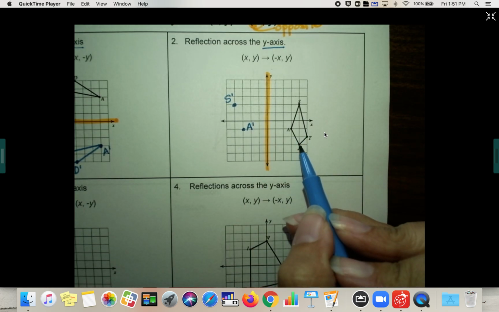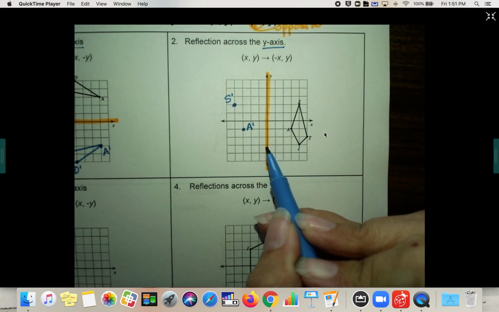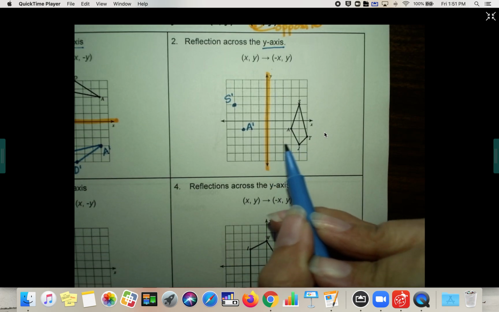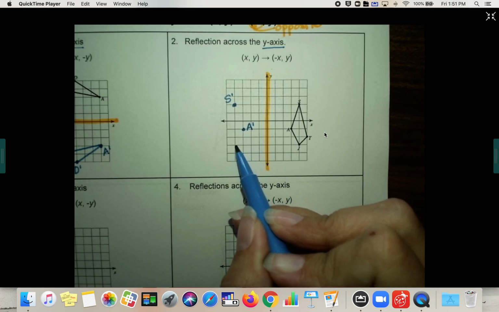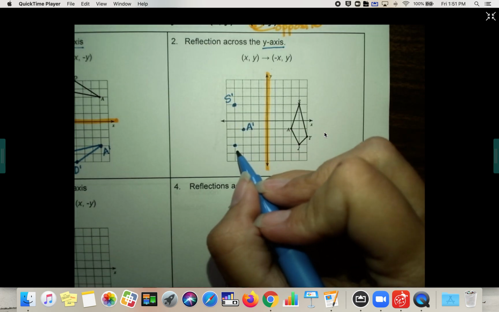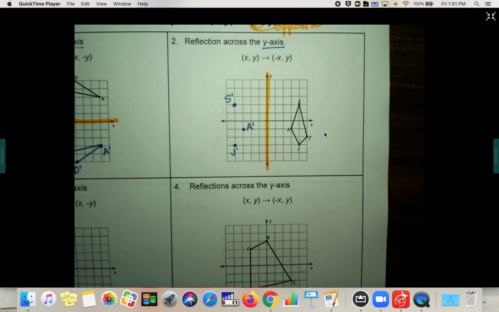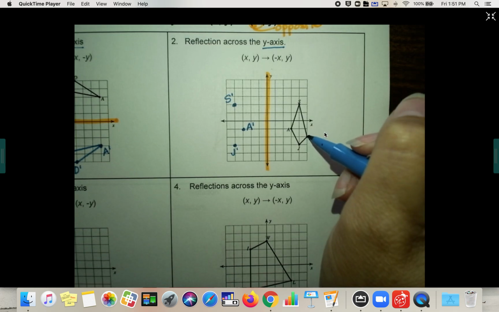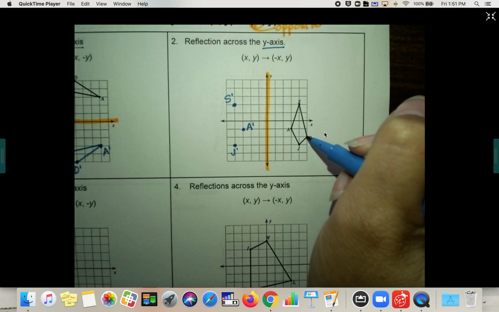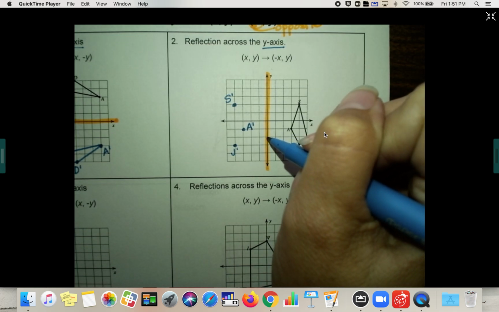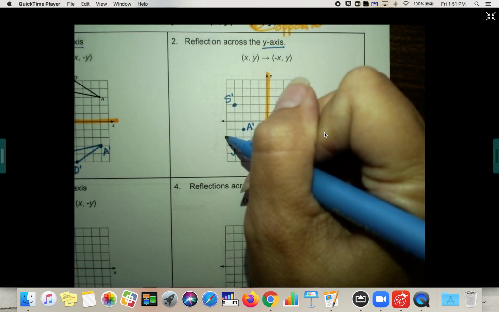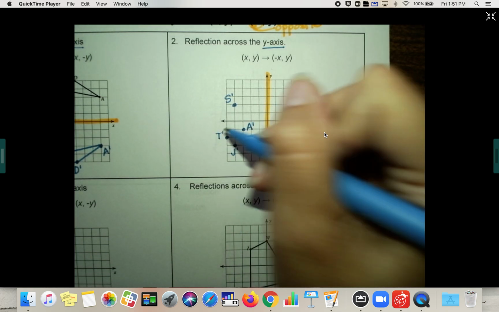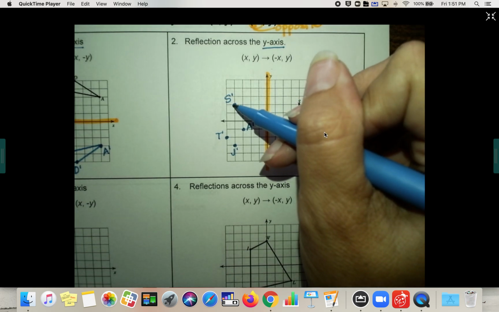All right, let's go to J. J is 1, 2, 3, 4 to the right, so we're going to move it 1, 2, 3, 4 to the left and call it J prime. And then the last one is T. T is all the way over here. It's 5 to the right. So we need to go 5 to the left on that same line. Call it T prime, and then let's go ahead and connect it.